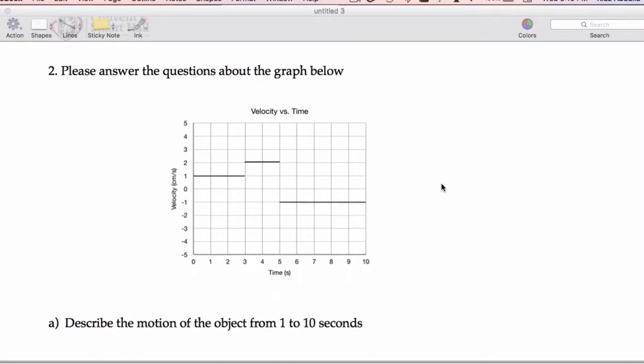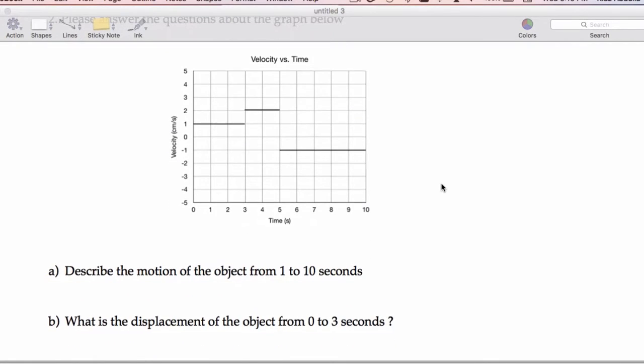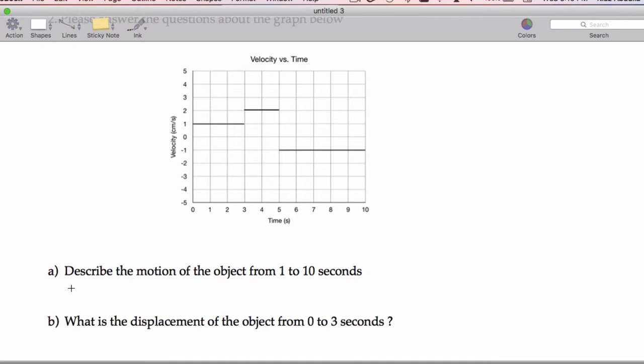All right, for question number 2, we want to first describe the motion of the object from 1 to 10 seconds. So let's be clear. From 1 to 3 seconds, that's an S, not a 5, it moves forward at 1 centimeter per second.